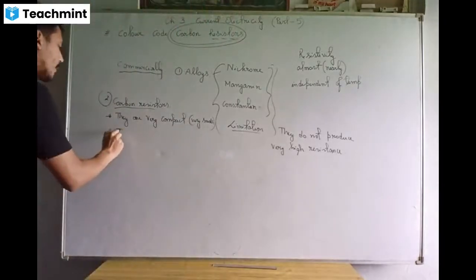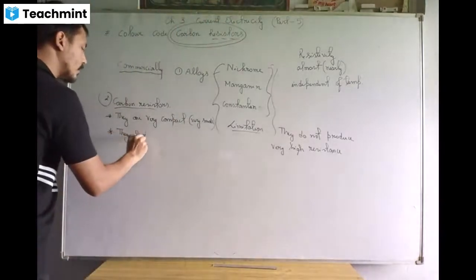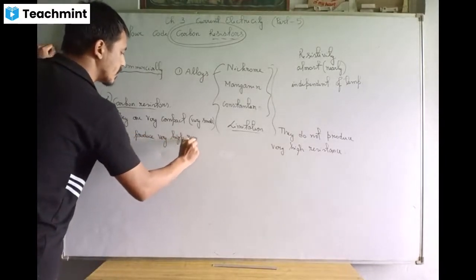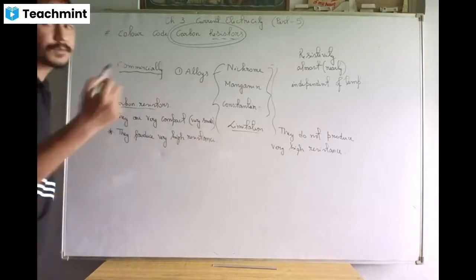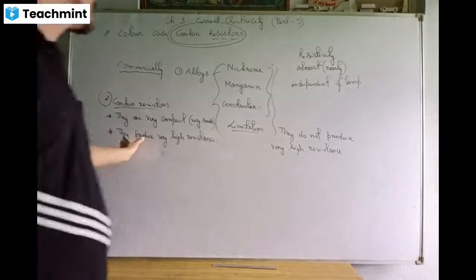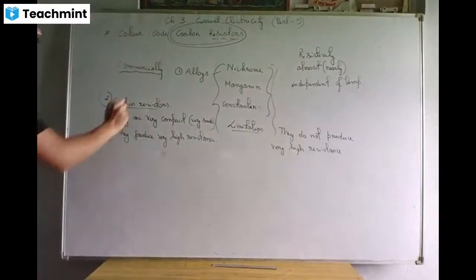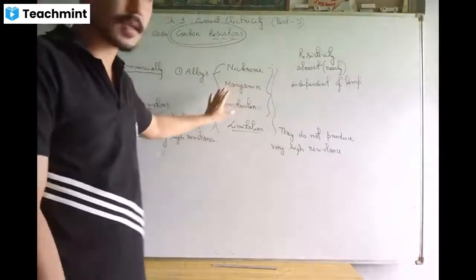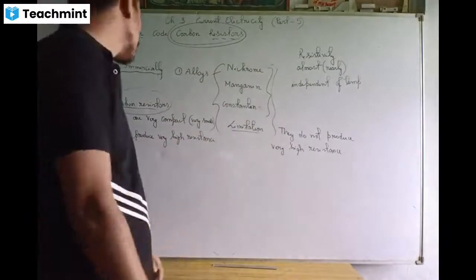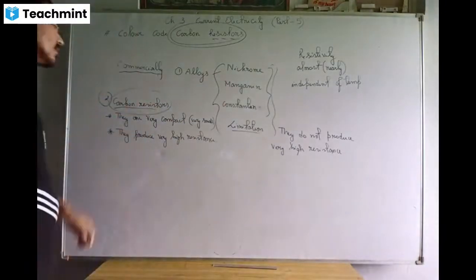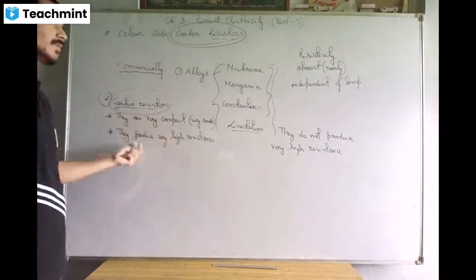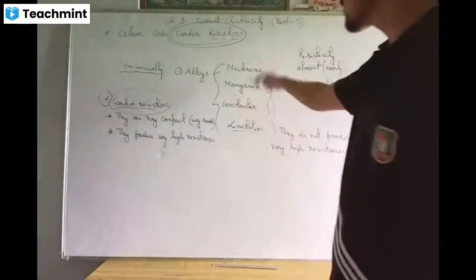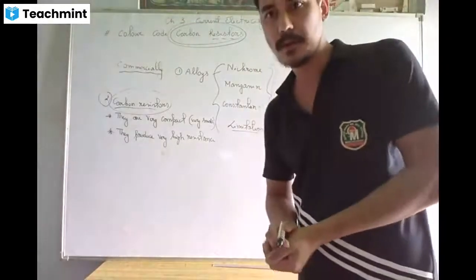The second one is, they produce very high resistance. Even though they are very small in size, even though they are very compact, they produce very high resistance. So carbon resistors are much preferred as compared to these alloy resistors. Carbon resistors are preferred for their very small size, first one. Second one, even though their size is small, they produce very high resistance. So for these reasons, carbon resistors have taken the place of alloy resistors. Is it okay? Are you clear with me?